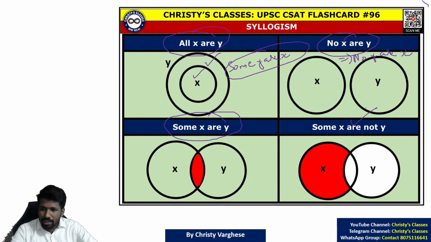Some x are not y. Does that mean some y are not x? Some x are not y. Does that mean, yeah, that is actually a little ambiguous. Let us discuss further.